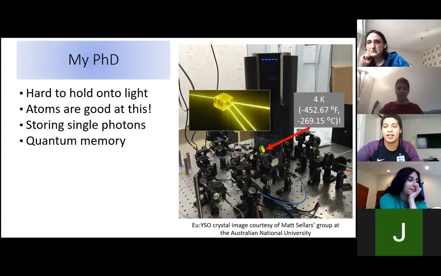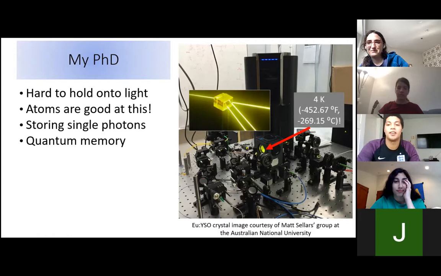historically in atomic vapors, because atoms in gases, they don't really interact with each other. They're very far away. But we do it in solid state systems that are very, very cold. Here we are at 4 Kelvin, and our atoms aren't moving. They act like a frozen gas in this solid. And really what we're doing is just storing and retrieving single photons in an on-demand way.